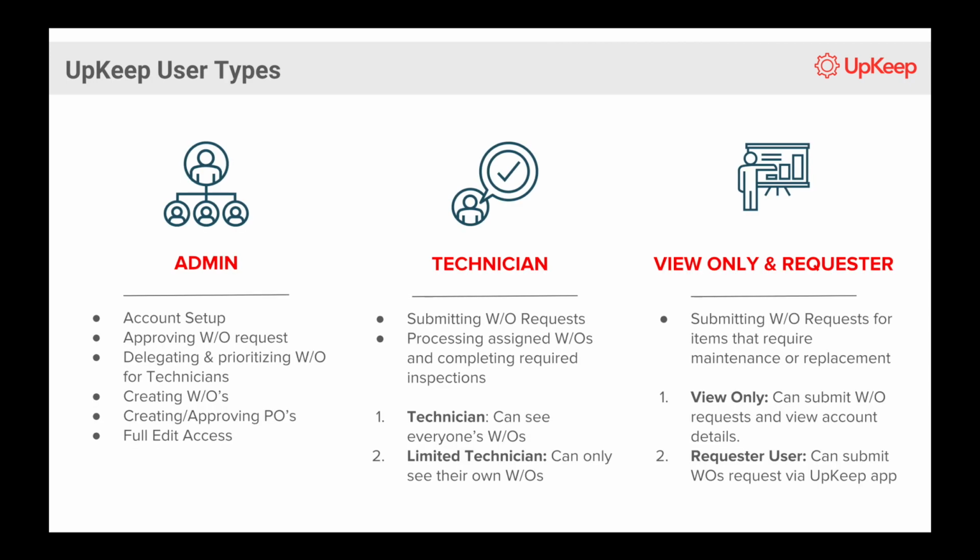Now, what I want to do next is just briefly go through some of the Upkeep user types. So our first one is admins. And basically, you can imagine that as an admin, these are folks who are going to have full control over the account. You can, of course, have multiple admins in your account, but the idea here is an admin is going to be somebody who's responsible for account setup. They're going to be approving work orders and delegating and prioritizing work orders amongst the team. They're going to be able to create work orders as well. They'll be creating and approving purchase orders. So yeah, they basically have full edit access. These are essentially your power users within Upkeep.